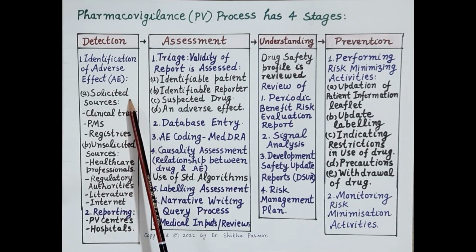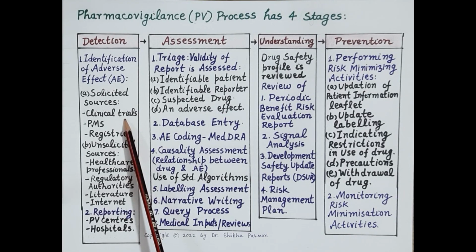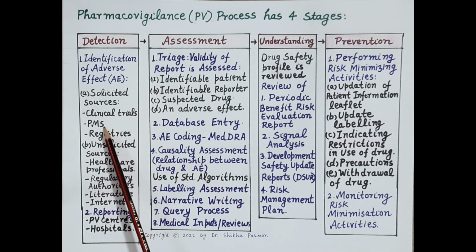Now, solicited sources are the established channels that report adverse effects, and these include identification of adverse effects during conduction of phase 1, phase 2 and phase 3 clinical trials, then identification of adverse effect during phase 4 clinical trials, that is the post-marketing surveillance. Another solicited source is the registries. These also identify the adverse effects.